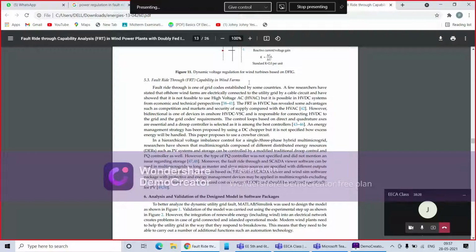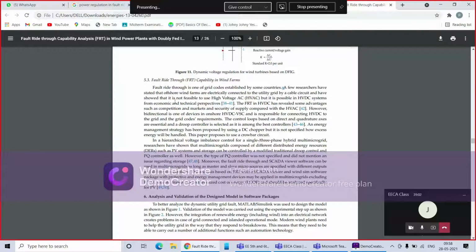Fault ride through capability in the wind farm. Fault ride through is one of the grid codes established by some countries. So see, in the starting of this unit, we studied grid codes. Grid codes are rules and regulations that have been made to govern the grid economically, commercially and technically. So fault ride through is one of the grid codes. It describes how your grid should behave when there is a fault and it is connected to a wind farm.